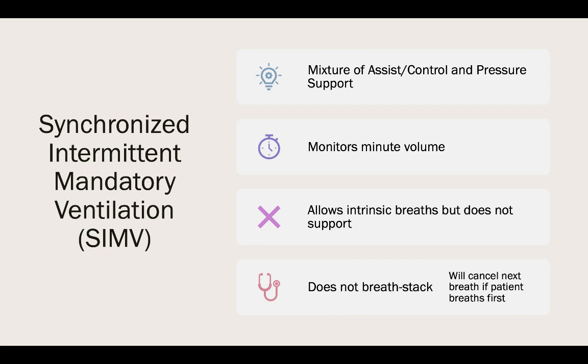The other advantage to SIMV is it doesn't breath stack, right? So with PRVC, you take a breath, it's going to deliver a full breath to your patient, and it may not be time for another breath. SIMV is going to calculate when it's time for another breath. So if your patient is breathing in between the breaths that it should be delivering, it's going to cancel its own delivered breath. So no breath stacking with SIMV. So SIMV, like I say, is my go-to, especially for patients who are just sedated, they're not fully paralyzed.